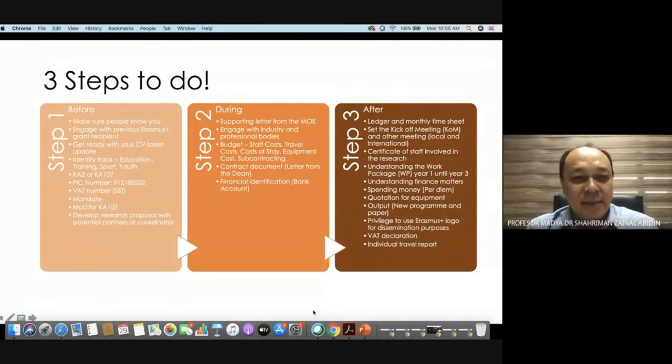Okay, so that's a mandate. The PIC number and the VAT number. And then you need to develop a research proposal with your potential partners and coordinator. Okay, ada dua cara. There's two ways. Whether you approach any researcher at a European country, it is good if you can engage with the previous Erasmus Plus grant recipient in developing a new research proposal.